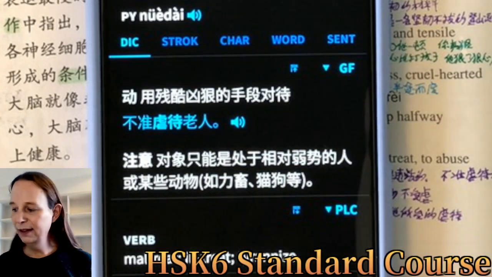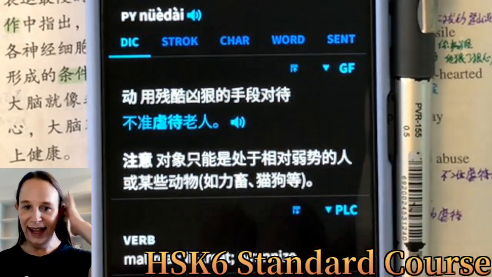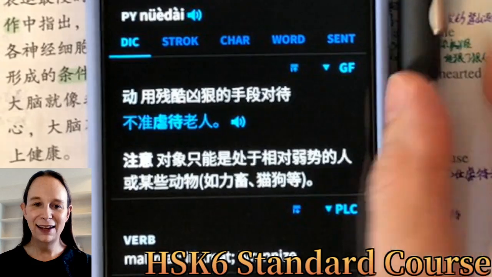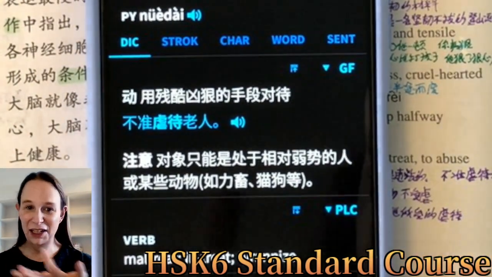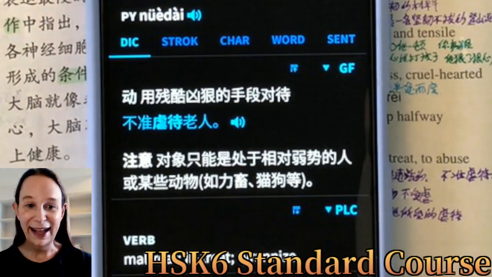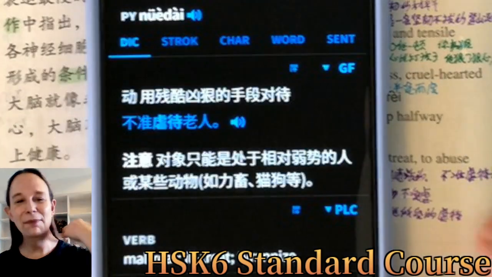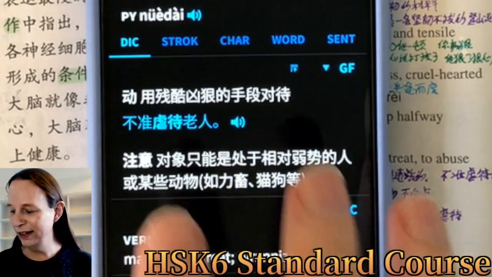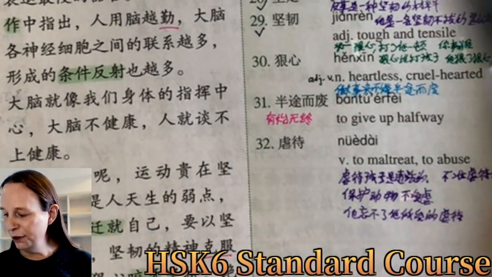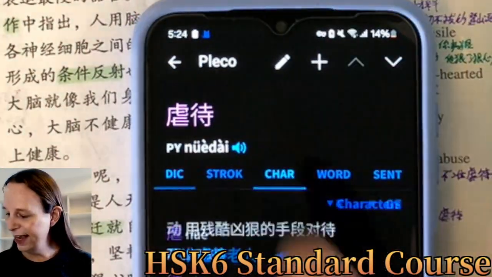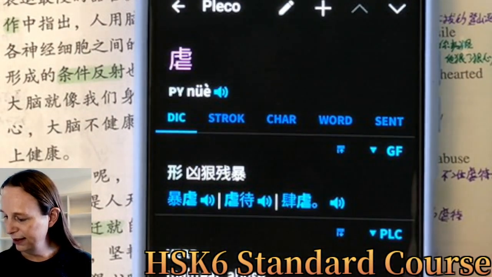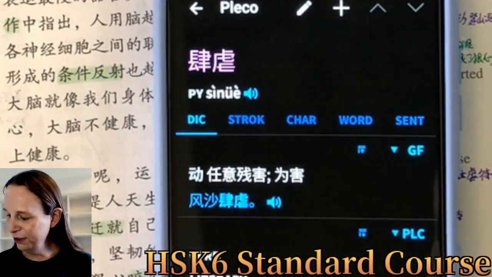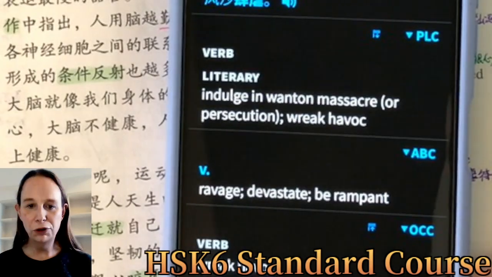Okay, so the note here points out that you can't mistreat someone who's more powerful than you. Yeah, you can. So you mistreat your children or children in general. You mistreat like a cat. I'm laughing, but it's not a laughing matter really. And you mistreat the elderly, etc. 虐待. 虐. I don't know this character outside this word. 肆虐. Actually, this one I've encountered. 肆虐. 风沙肆虐, wreak havoc. 洪水肆虐.